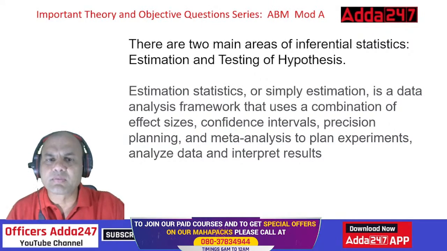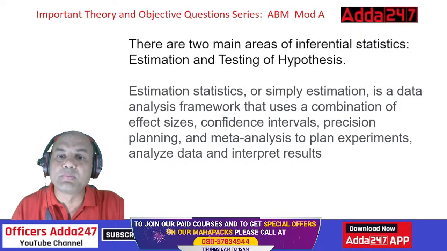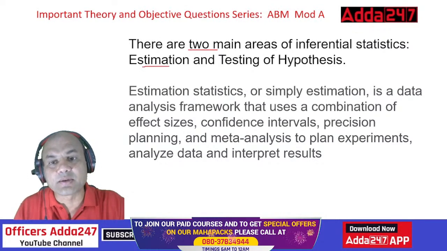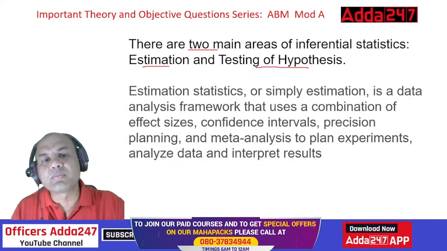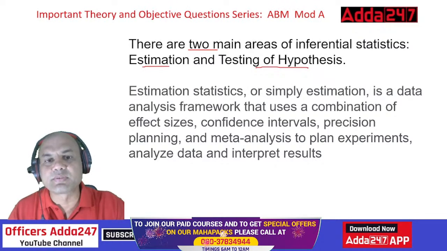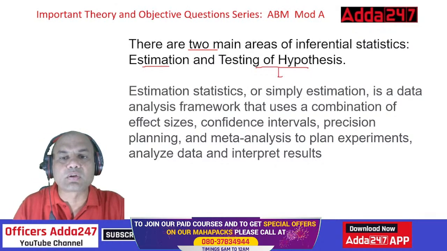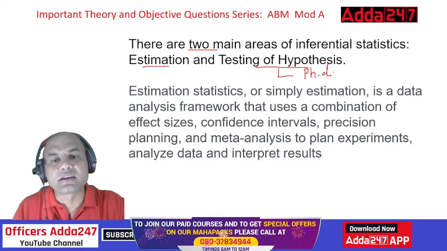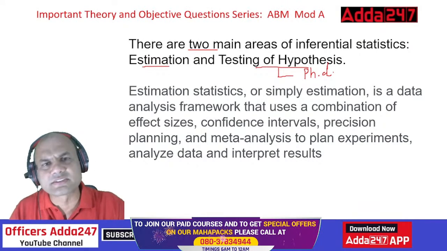Remember, there are two main areas of inferential statistics here. What are the two main areas? One is estimation and second is hypothesis testing. Now what do I mean by this? What is the difference between these two? Hypothesis testing is always done in doctorate. Suppose you are doing some PhD. There you have some hypothesis and then you have the testing of this hypothesis, or any research.